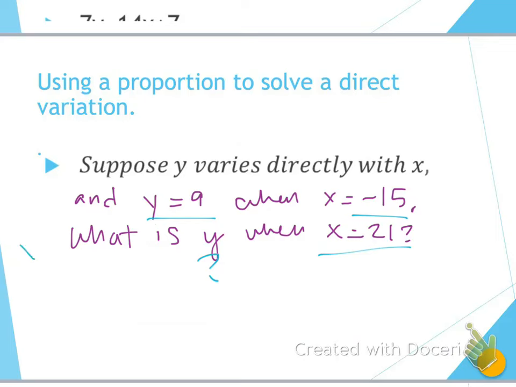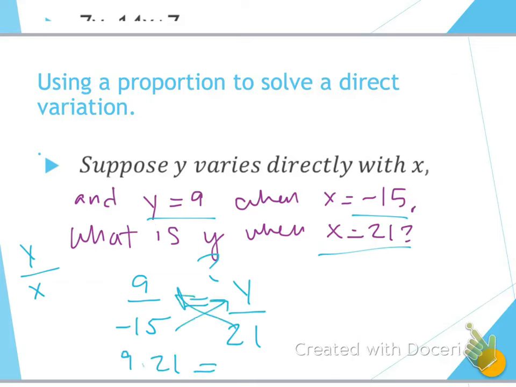Okay, so we're doing our y over x again because that's what we were doing when we were trying to find the constant of variation that was the same. So I'm going to do my set that I know. So y is 9 over negative 15 is equal to, I don't know my y, but I know this is 21, my x value. So we're going to cross multiply here. So I'm going to get 9 times 21 is equal to negative 15 times y.